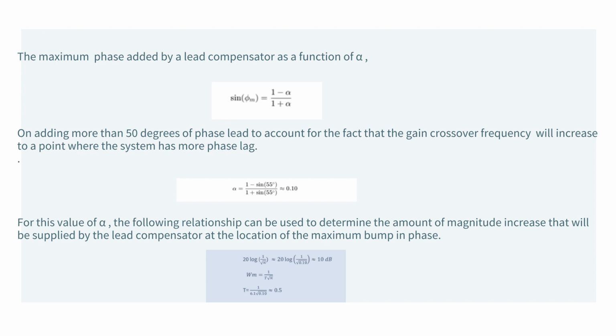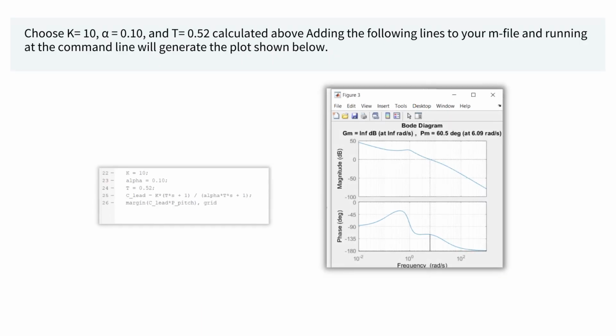Now for this value of alpha, the following relationship can be used to determine the amount of magnitude increase that will be supplied by the lead compensator at the location of maximum bump in phase. On substituting the values, we get the value of T as 0.52. We chose k as 10, alpha 0.10 and T 0.52, and adding the following lines to our M file and running it at the command line will generate the plot shown below. And using the MATLAB command stepinfo, we can precisely see the characteristics of the closed loop step response.